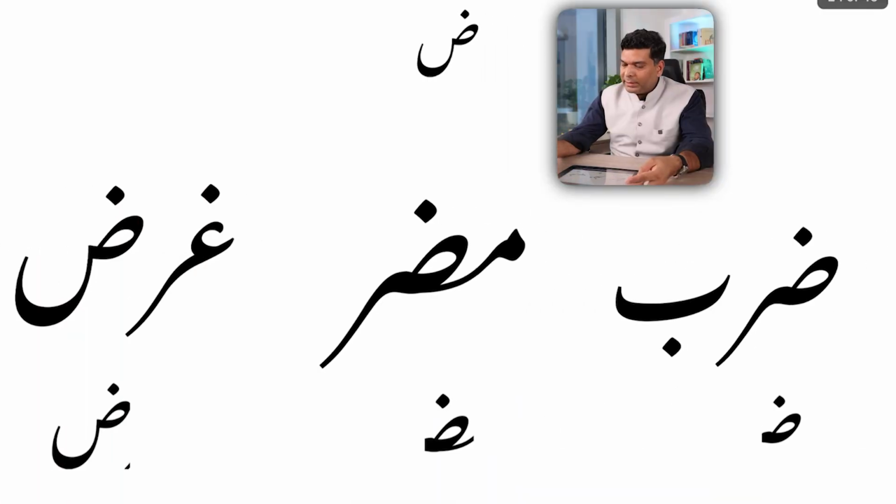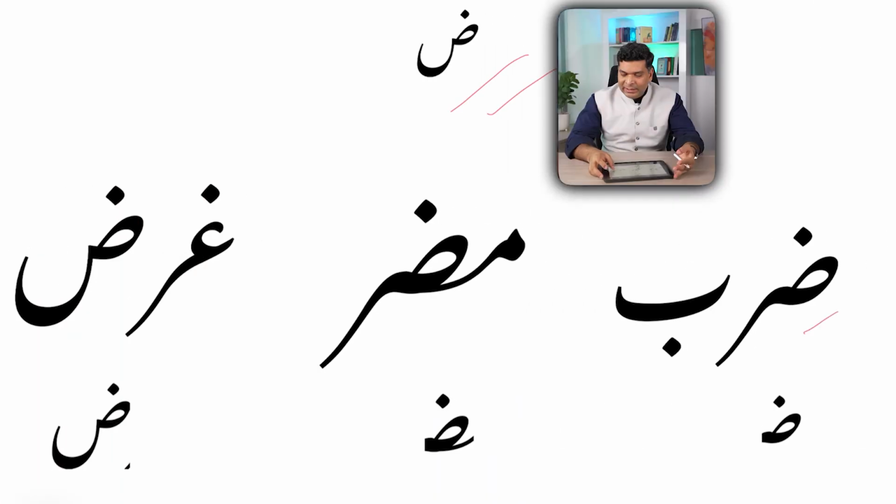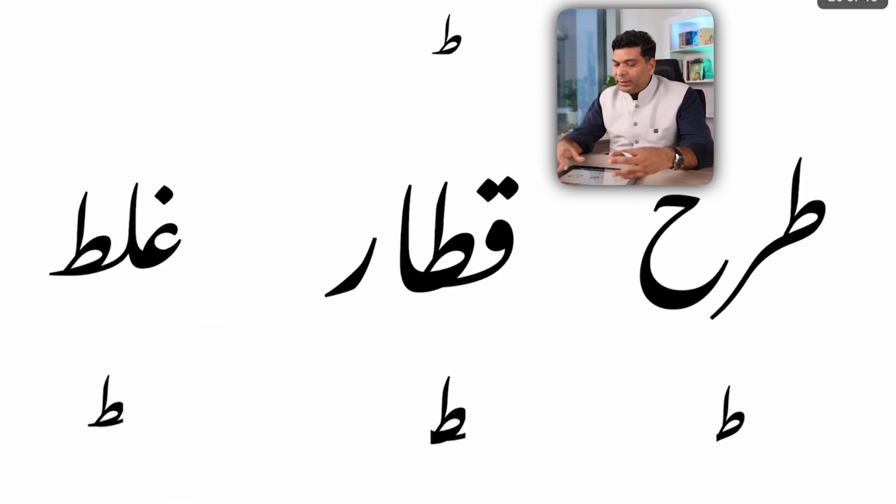So that's how typically you maintain Saad and Zaad. You can look at Zaad, for example. It has a similar shape. In the beginning, it truncates. In the middle, in Muzir, it truncates. In the end, in Gharz, it retains its shape, right? Now the same logic with Toy. No, this is again different. Toy will not follow the Saad and Zaad rule. Toy mostly maintains its shape.